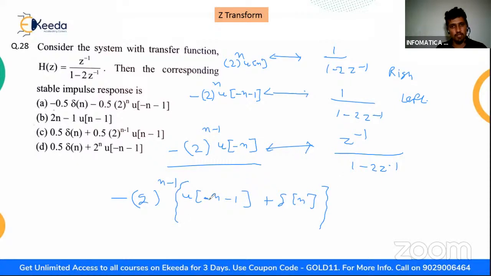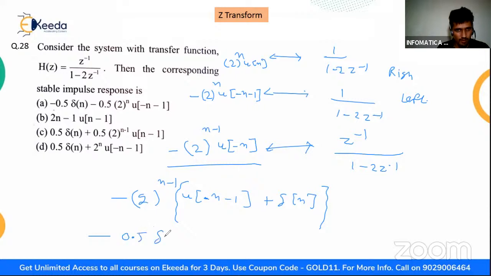This will start from minus 1 to infinity, minus 1 to minus infinity, and this is at 0, and this is also from 0 to minus infinity. So from minus 1 to minus infinity, this is taking care, and for this 0, this del n is taking care. And now just putting this n equals 0, we will get 2 raised to the power minus 1, which will become 0.5.